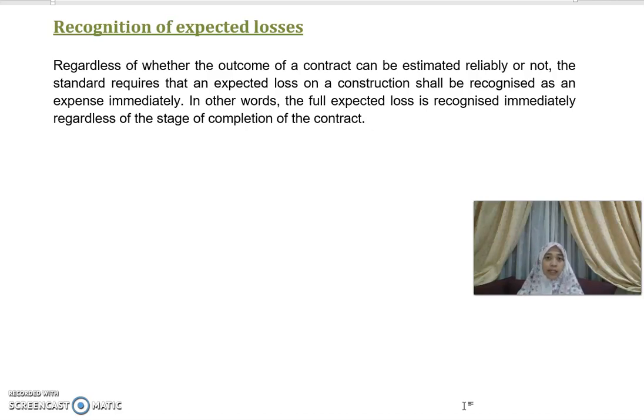However, if you identify that during the term of the contract you're going to incur losses, then those expected losses you need to recognize immediately. You need to recognize that in full, not based on the stage of completion. That is what is meant by this statement. That means the recognition of the expected losses. If you expect that you're going to incur losses, all of the losses you need to recognize. You don't need to take that in stages.